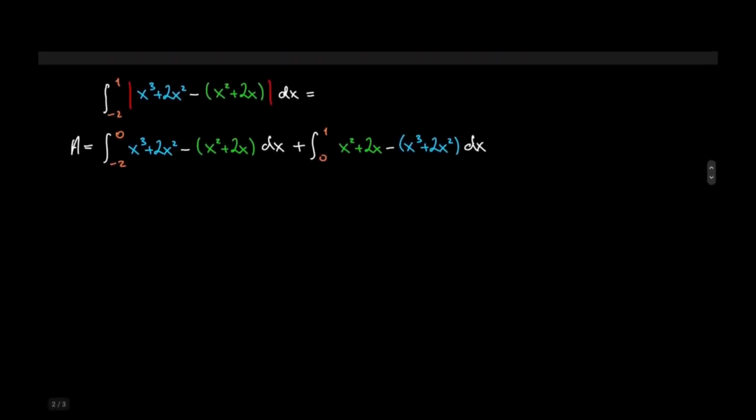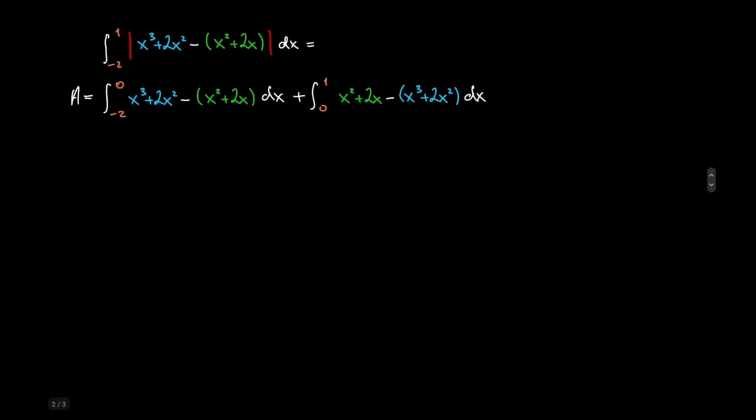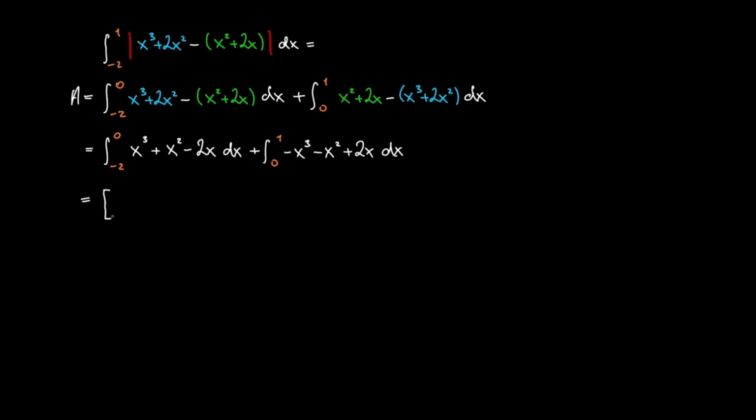The integrals here are actually not very difficult to compute. We first can combine the like terms and simplify the expression inside the integral, and then we can apply the power rule for integrals for each of the terms. The first integral, the antiderivative function we would get is x to the fourth over 4 plus x cubed over 3 minus x squared evaluated from negative 2 to 0.